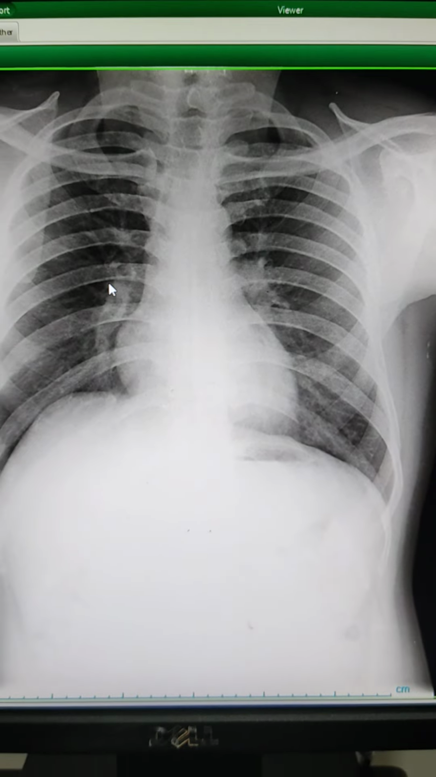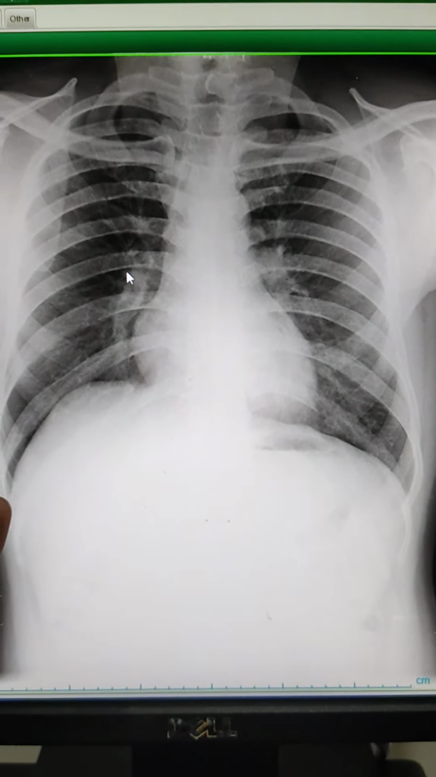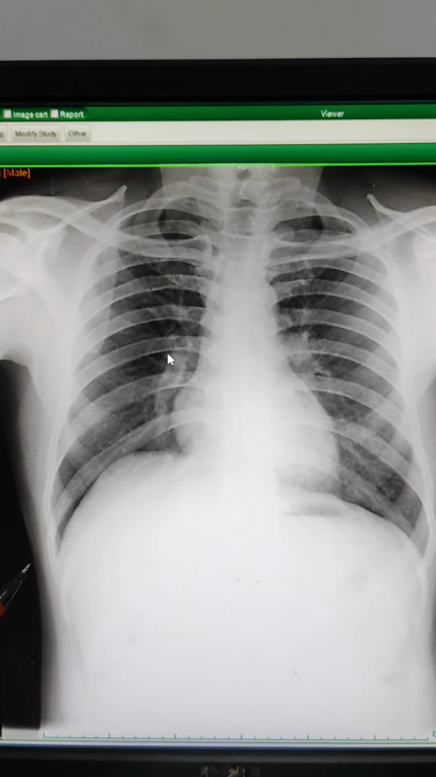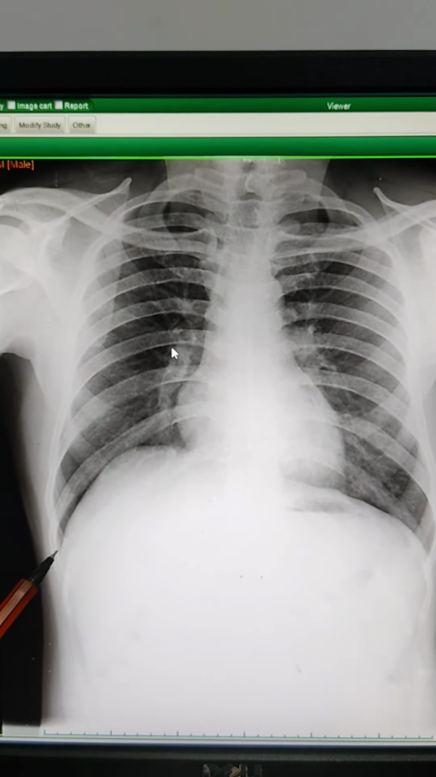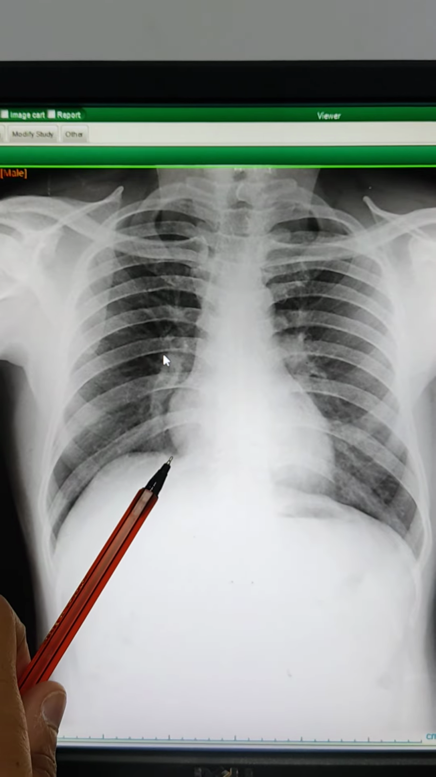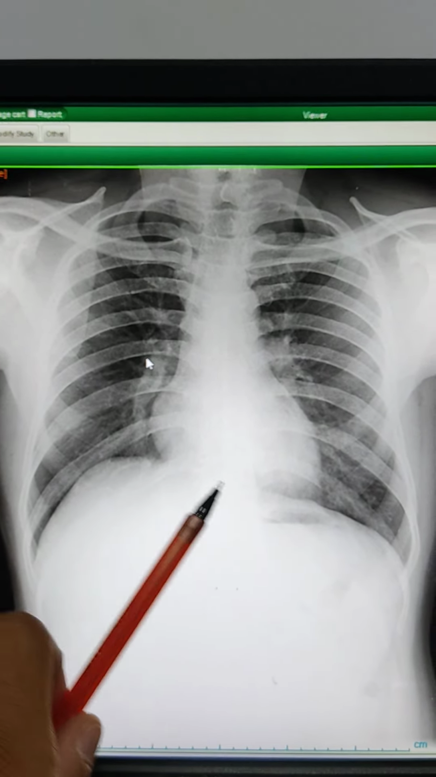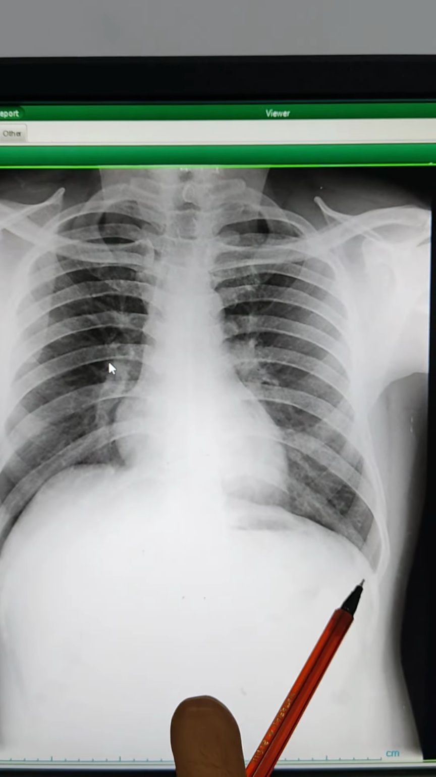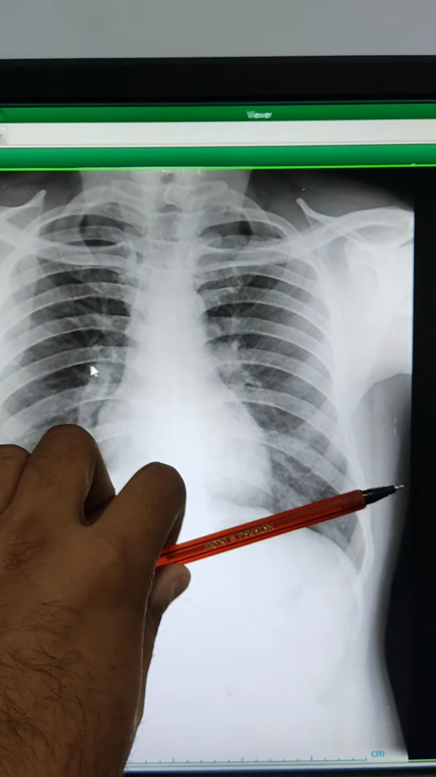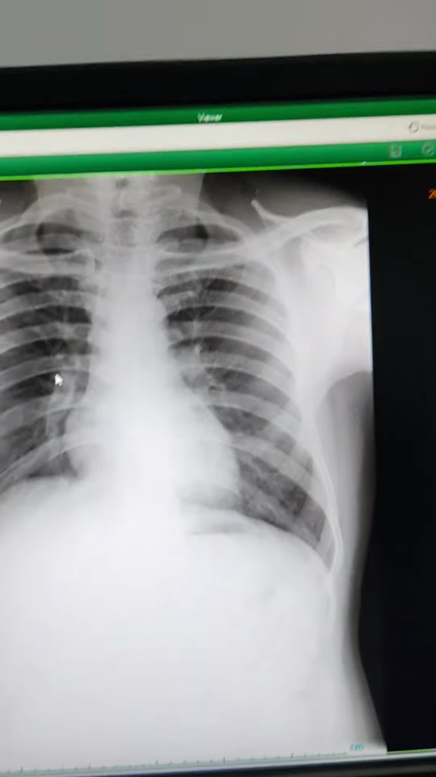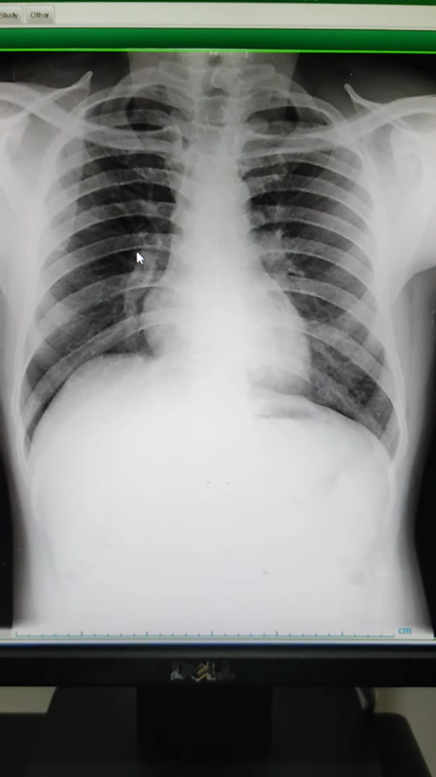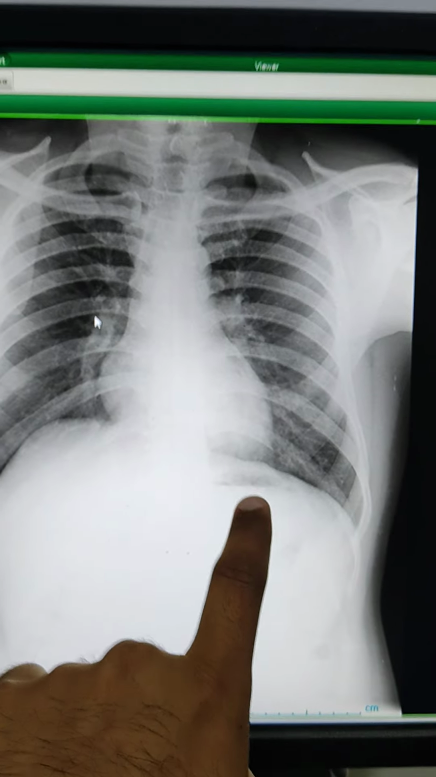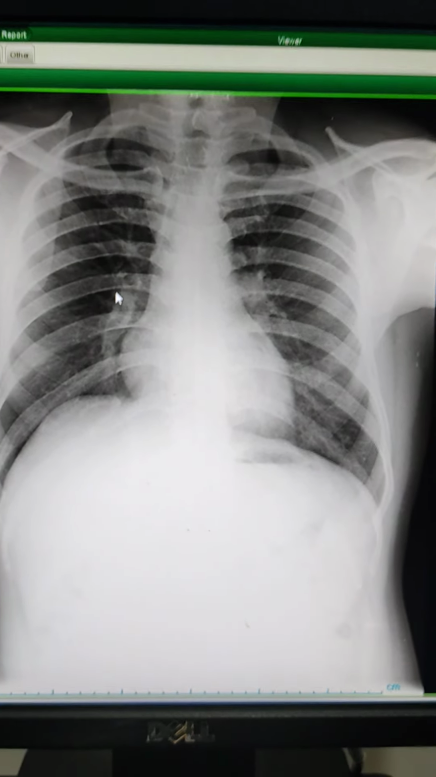And one more thing we need to observe is these two markings. This is the costophrenic angle. This is the cardiophrenic angle. This is the cardiophrenic angle and this is the costophrenic angle. These normal angles should be maintained. If there is any obliteration, then we need to suspect some pathology. And this is the normal gas bubble in the stomach. You need not worry about that. It is a normal thing.